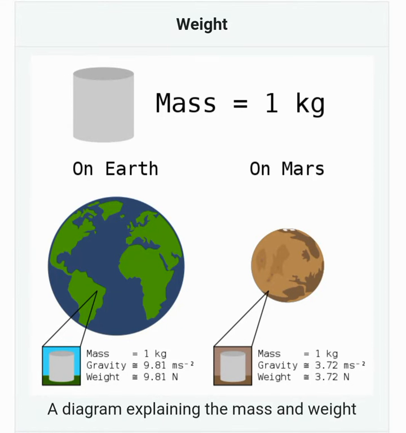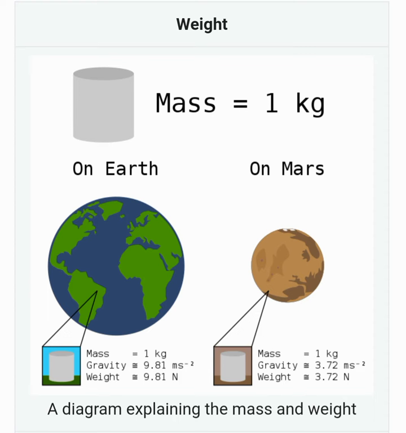Hello, so let's understand what is the weight of an object. The weight of an object is the force acting on that object due to acceleration or gravity. Acceleration due to gravity is a constant which has a value of 9.81 meters per second square on the earth.